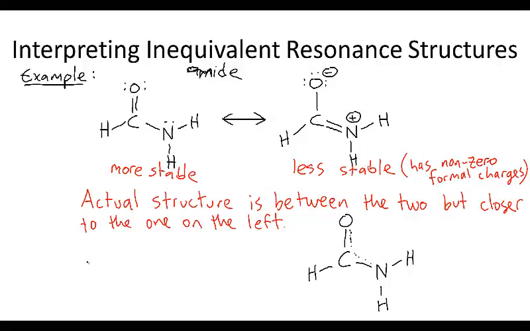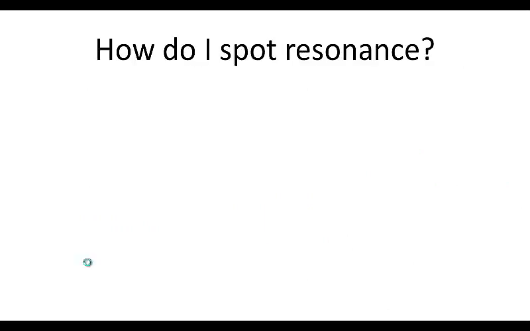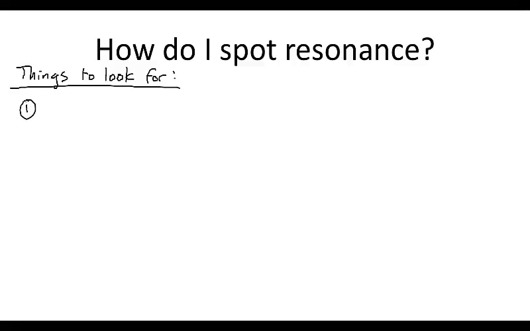All right. So the next question is, how do I know when there's going to be resonance structures? I've talked about how to interpret them, but how do I spot when there can be resonance structures? So here are the things to look for. The most common one would be a lone pair on an atom neighboring a double bond or a triple bond. So a lone pair that lives next door to a pi bond.